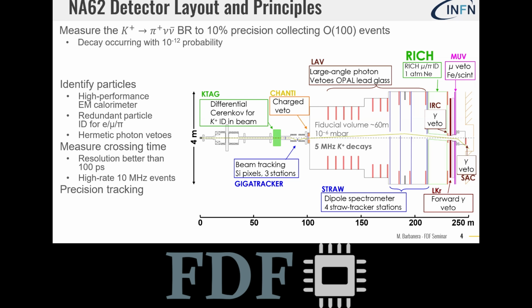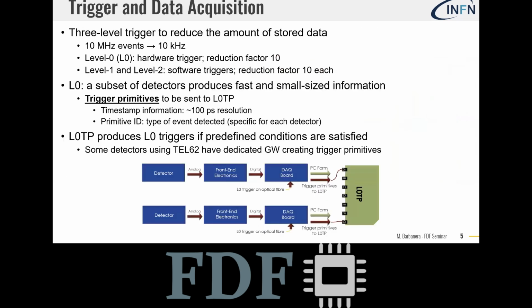The particle rate is quite big. It's around 10 megahertz events, but it is a bit too big. Maybe it was too big at the time of the experiment design. Maybe now it's a bit better, but still the rate is higher than the experiment can record in long data storage. So there is a 3-level trigger architecture to help reduce the amount of stored data from 10 megahertz events down to 10 kilohertz. And this is done by a 3-level architecture in which each step reduces it by a factor of 10.